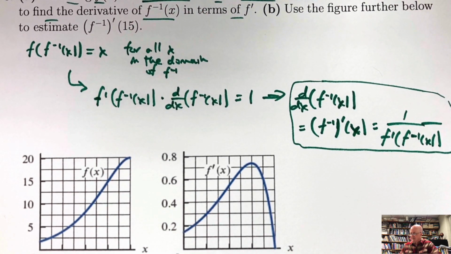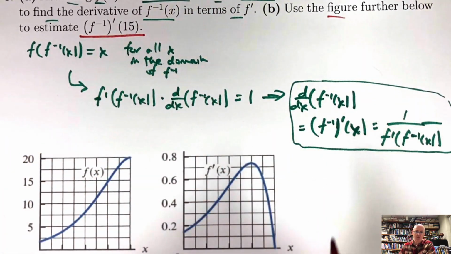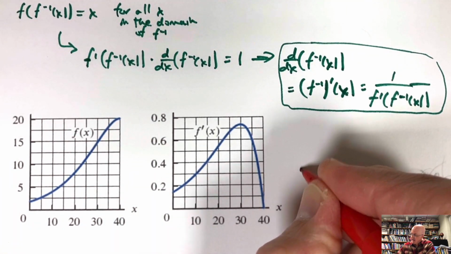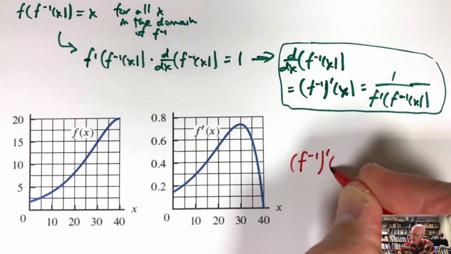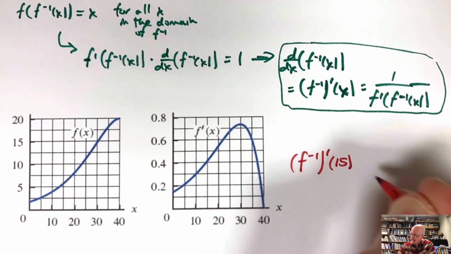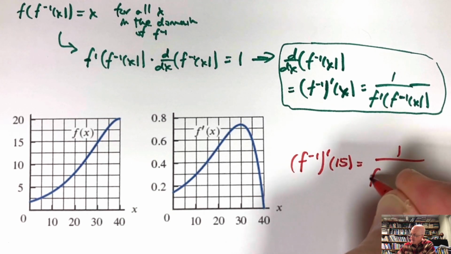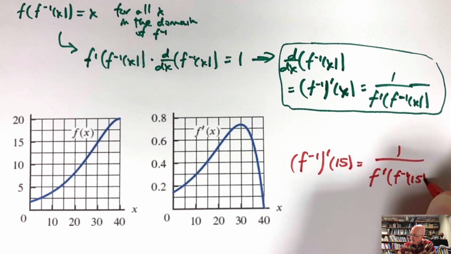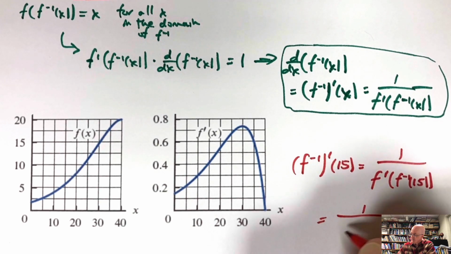Part B, we're going to use this fact and the graphs that you see below. Use the figure to estimate f inverse prime of 15. So we're going to use this formula. F inverse prime, the derivative of f inverse, evaluated at the input 15, according to this formula, is 1 divided by f prime of f inverse of 15. So we just got to take it step by step. What is f inverse of 15?